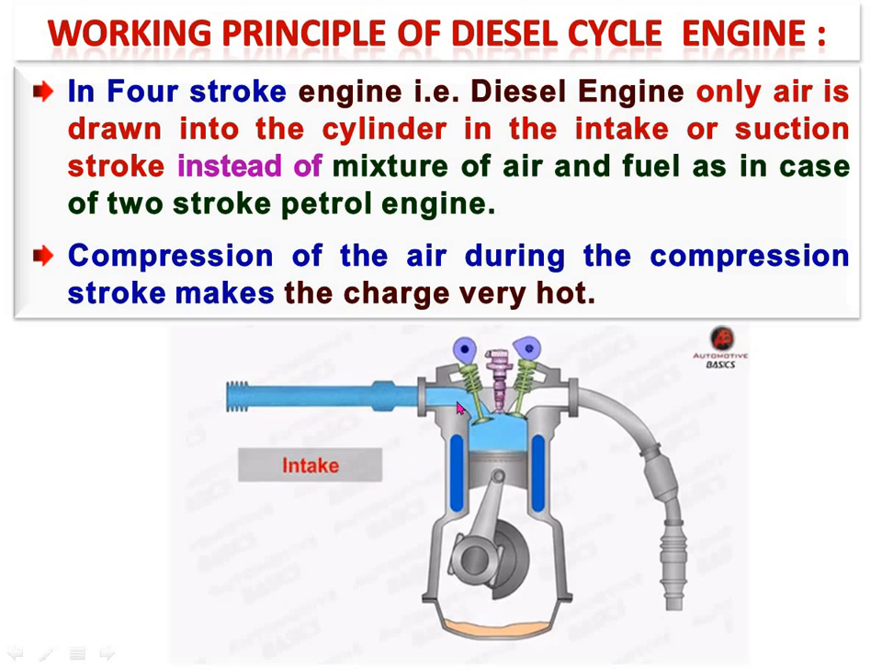See, in the intake stroke, the inlet valve is open and air is sucked into the cylinder during the intake stroke. Compression of the air during the compression stroke makes the charge very hot. Means during the compression stroke, the charge is compressed by the upward movement of the piston. See, here the compression stroke starts and this compresses the charge. At that time both valves are closed.